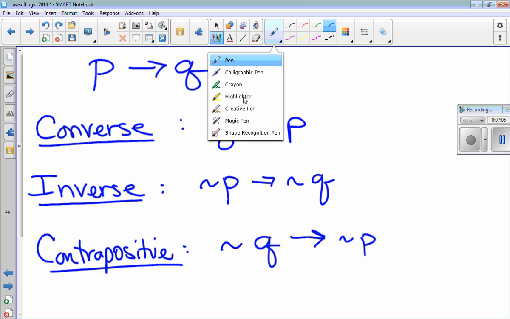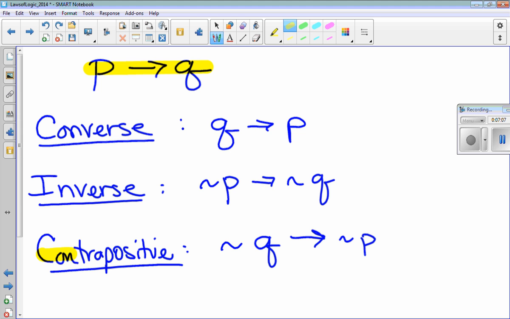Okay? So these are the two things that have the same truth value. As a matter of fact, the converse and inverse also do. But the contrapositive and the original have the same truth value. Always. And you're going to deal with that on your project.